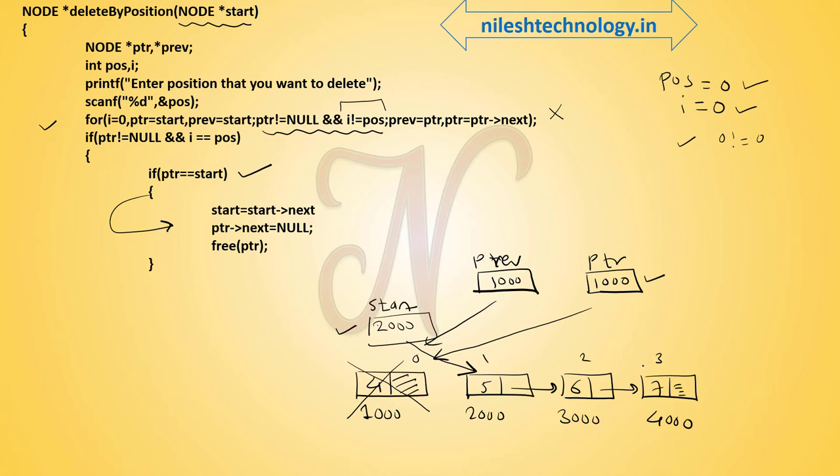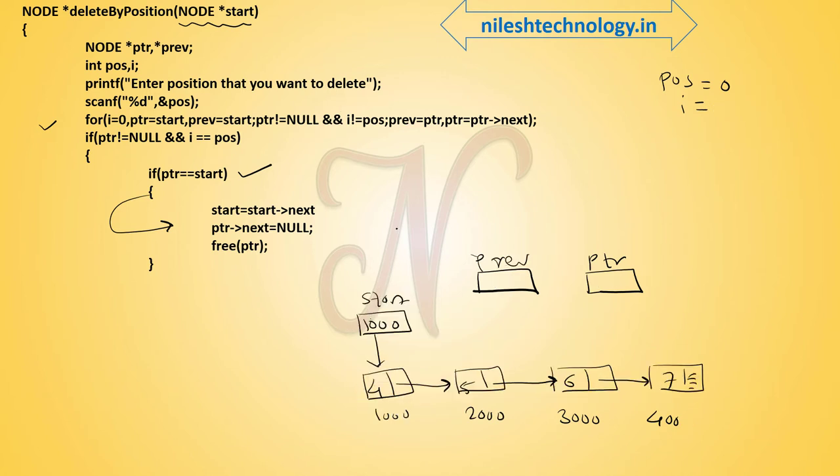Now we consider the in-between node. So we remove this code and again we create one more fresh linked list. Now if you enter position equal to 2, see here 0, 1, 2. Now we delete the node at the second index. So the 6th element is deleted. First we search this node by using this for loop.